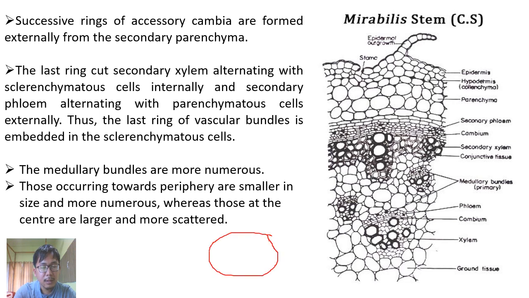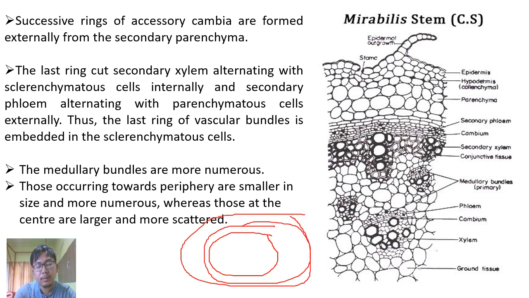Let's assume this is the first, second, third ring, and these rings will have vascular bundles, that means xylem and phloem will be present in this ring. Rings like these, more than one ring, are called concentric rings, which will be present inside the stem. Next, the last ring cuts secondary xylem alternating with sclerenchymatous cells internally and secondary phloem alternating with parenchymatous cells externally. Thus, the last ring of vascular bundles is embedded in the sclerenchymatous cells.